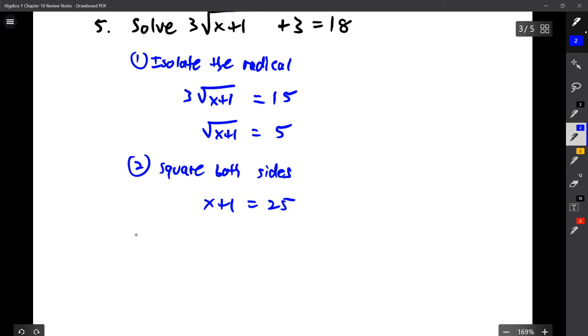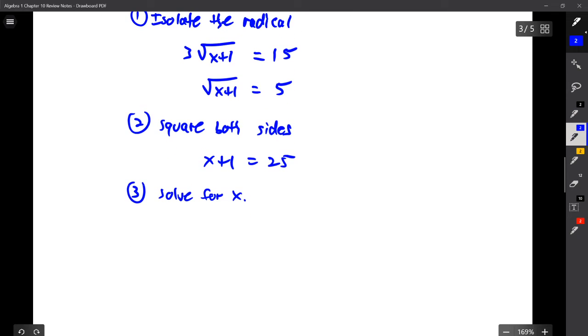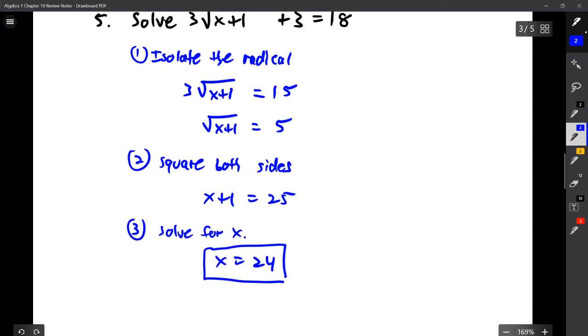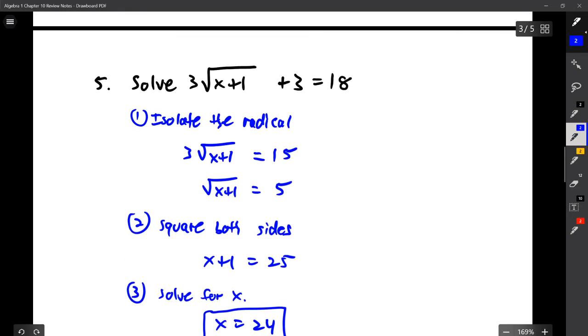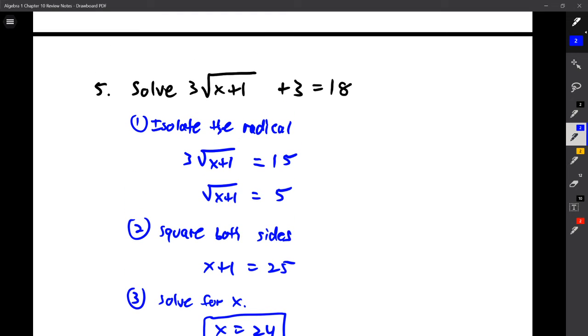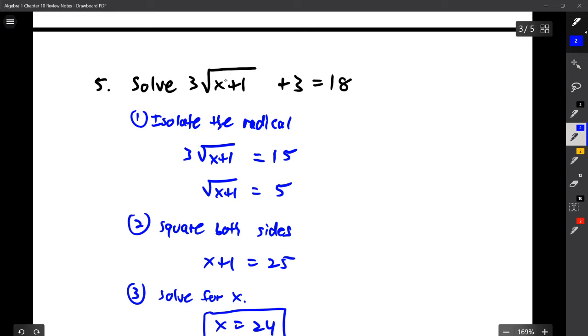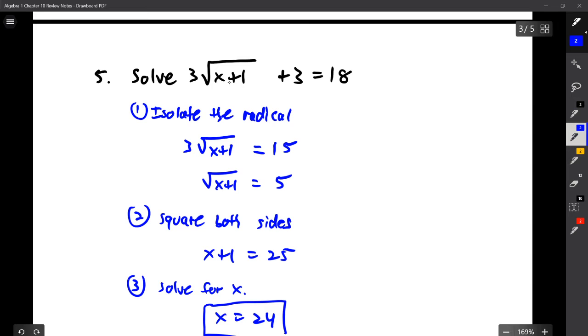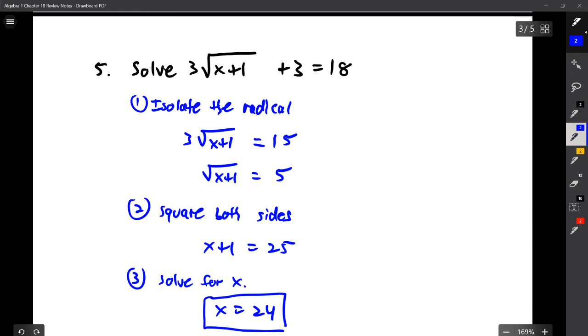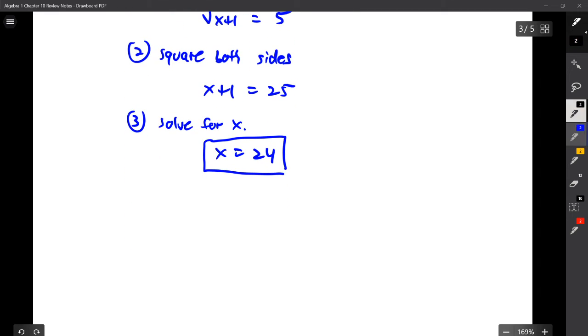Subtract 1 from both sides, solve for x. That gives me x equals 24. That was number 5. And you can do a quick check kind of visually, even if we're not actually taking the time to check it. 24 plus 1 is 25. Square root of 25 is 5. 3 times 5 is 15, plus 3 is 18. So it checks out.